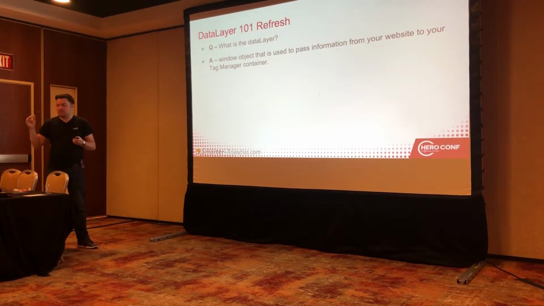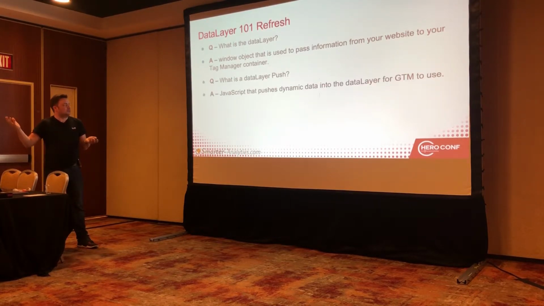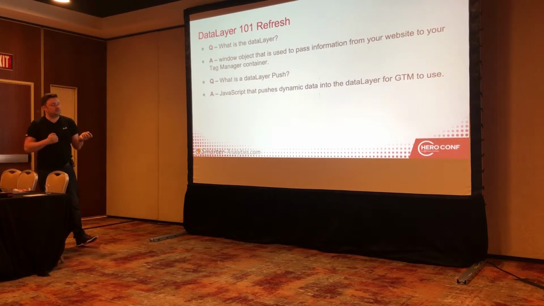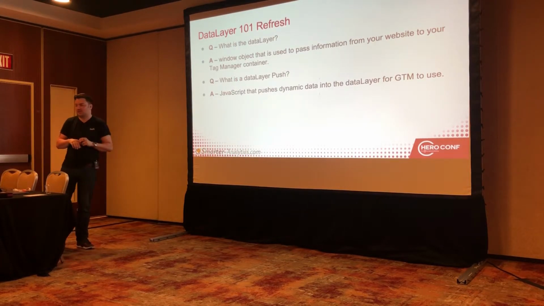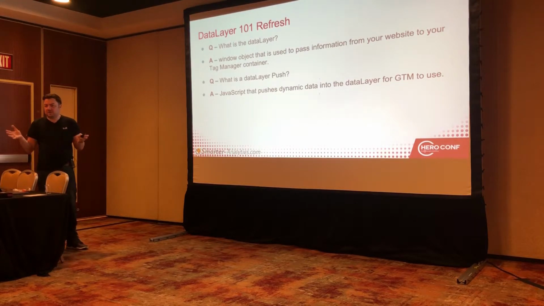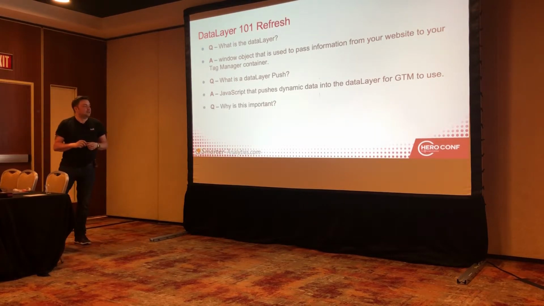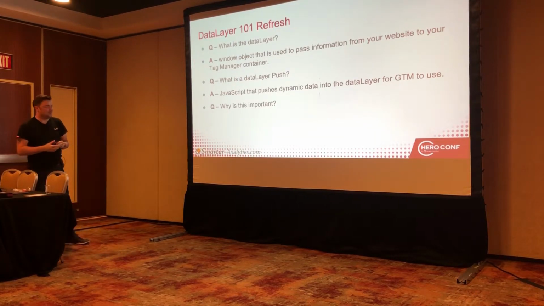And what we do is we create a data layer element, a push. What is a data layer push? It's a JavaScript that pushes dynamic data into the data layer for GTM to use. So it could be customer ID, it could be product ID, it could be all these other kinds of information that we want available at that moment in time. So we use the data layer to pull that information from the server and push it into the client side, into the browser, so that we've got all that information available to us. Again, this is all already built into the GTM container.